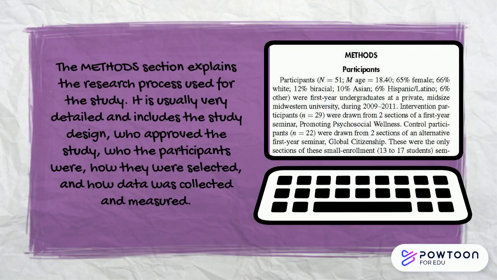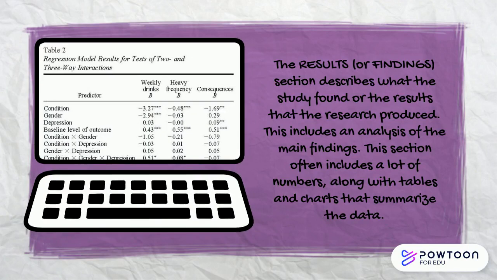It is usually very detailed and includes the study design, who approved the study, who the participants were, how they were selected, and how data was collected and measured. The results or findings section describes what the study found or the results of the research produced. This includes an analysis of the main findings. This section often includes a lot of numbers along with tables and charts that summarize the data.